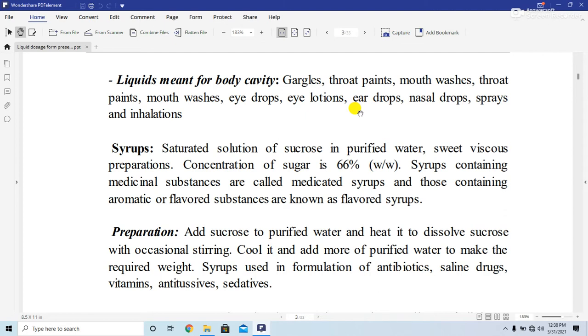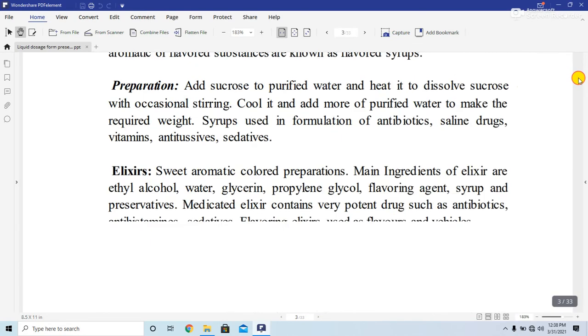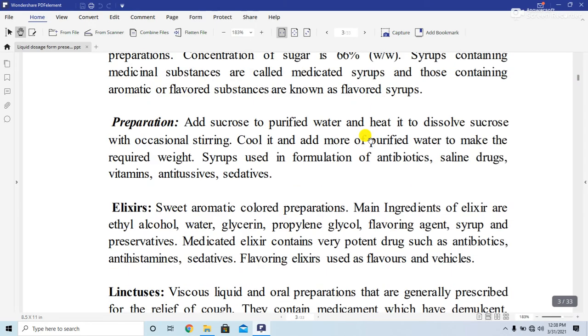You can add sucrose to the purified water and then heat it to dissolve the sucrose with occasional stirring. After that, cool it and then add more purified water to make the required weight. Syrups are used in formulation of antibiotics, saline drugs, vitamins, anti-tussive agents and sedative hypnotics. So this is the preparation method, which I have explained in a very simple way.